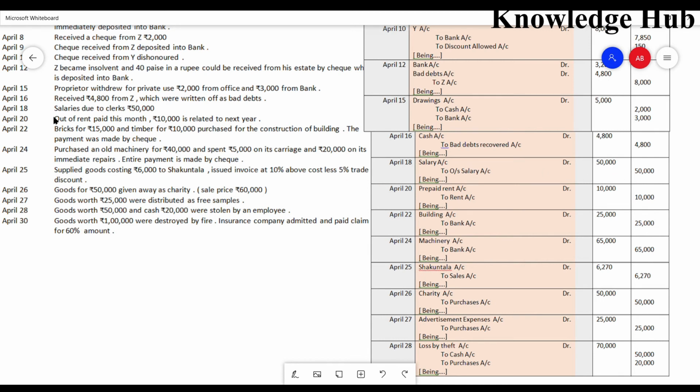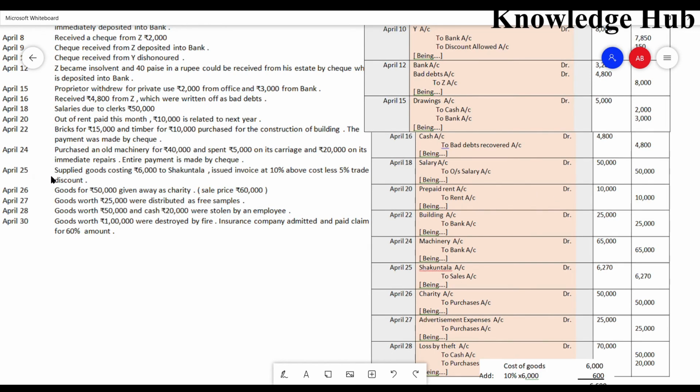The next transaction is out of rent paid this month, 10,000 is related to the next year. So there is a payment of advance rent. Prepaid rent is an asset. So being an asset, it is debited. Prepaid rent account debit to rent account for 10,000.